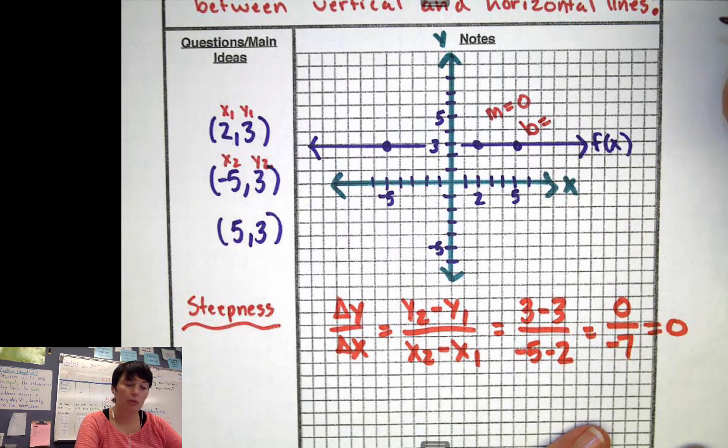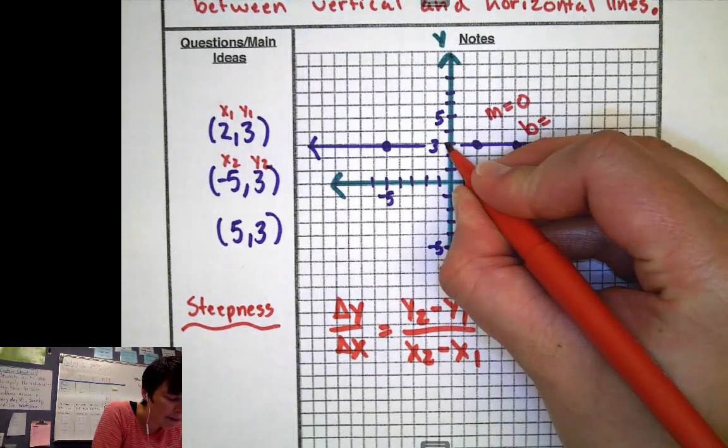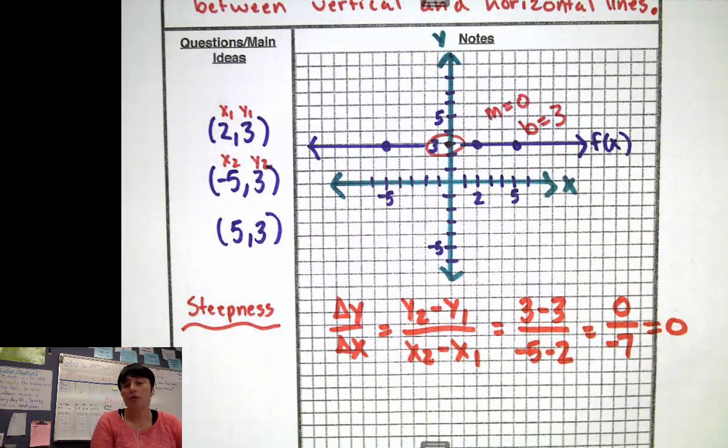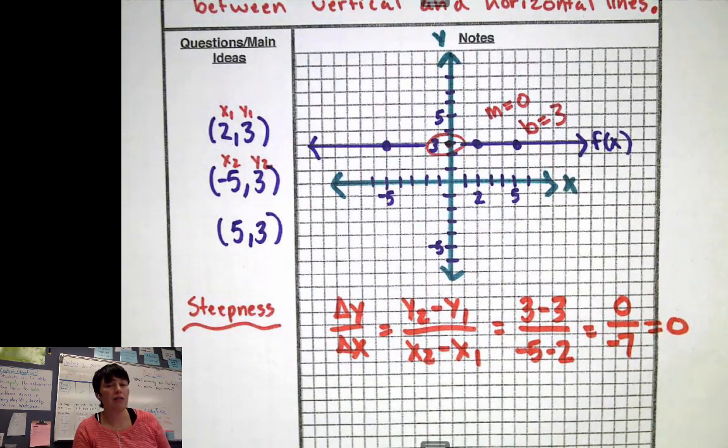What is b equal to? Well, we do have a y-intercept. It's right here at 3. So b is equal to 3. So technically, we do have an equation of our line.